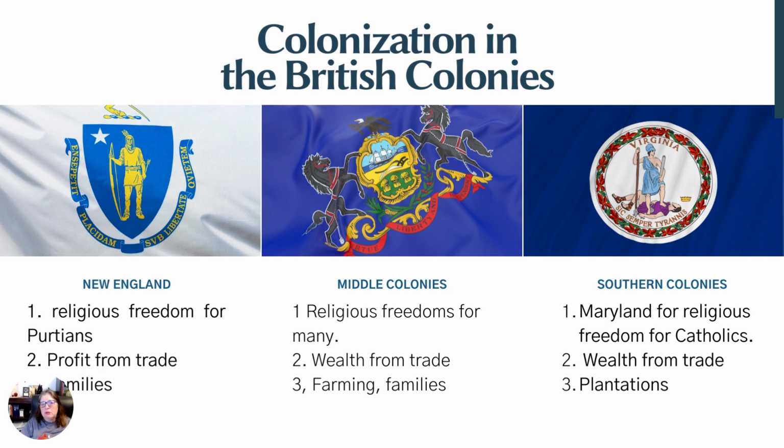You see a lot of people coming for religious freedom. You have the Quakers coming in. You have different groups that are coming in. A lot of wealth. The City of Philadelphia at one time is the largest city in the colonies.